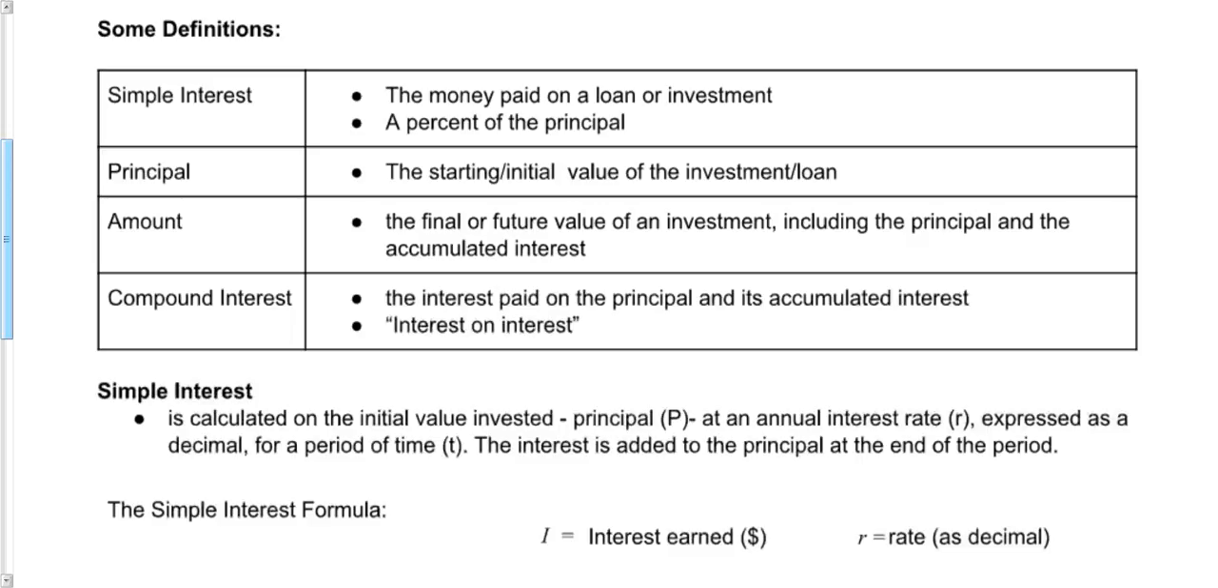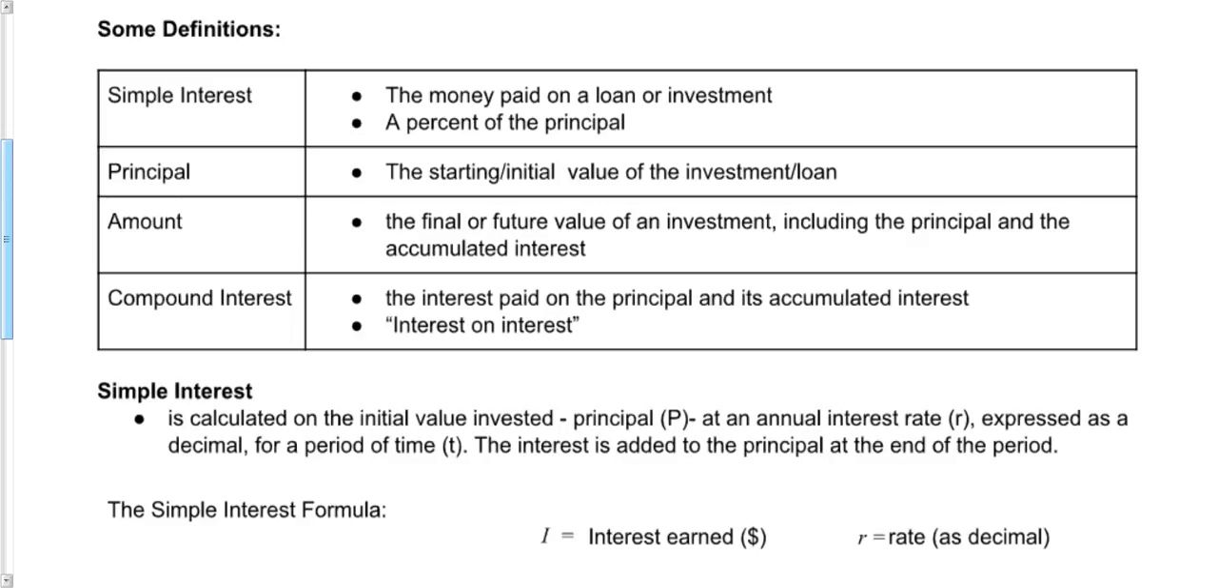So simple interest is always the money that you either pay when you borrow money, or it's the money that you can earn from some types of investment. And it's usually a percentage of the principal. And principal is just a fancy word of saying the starting amount of money that you either borrowed or that you invested. It's also known as the initial value, the starting value.